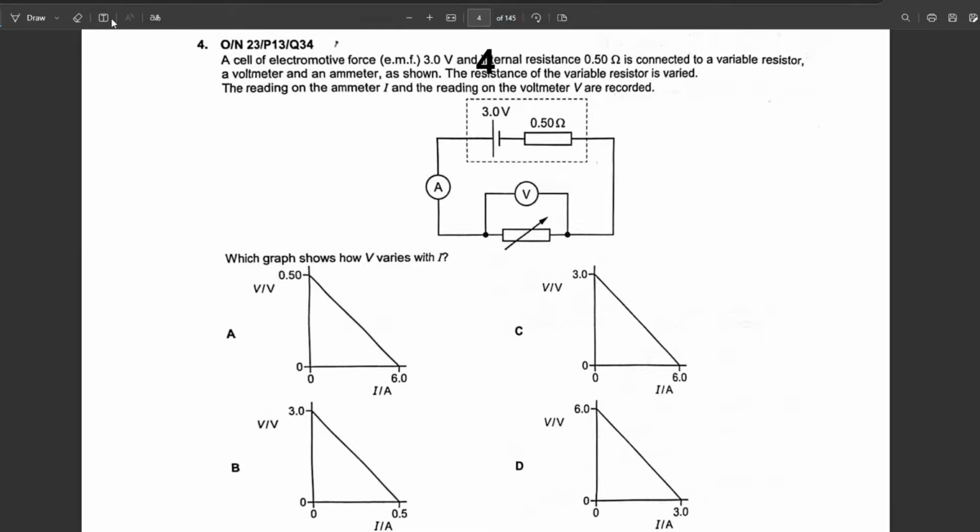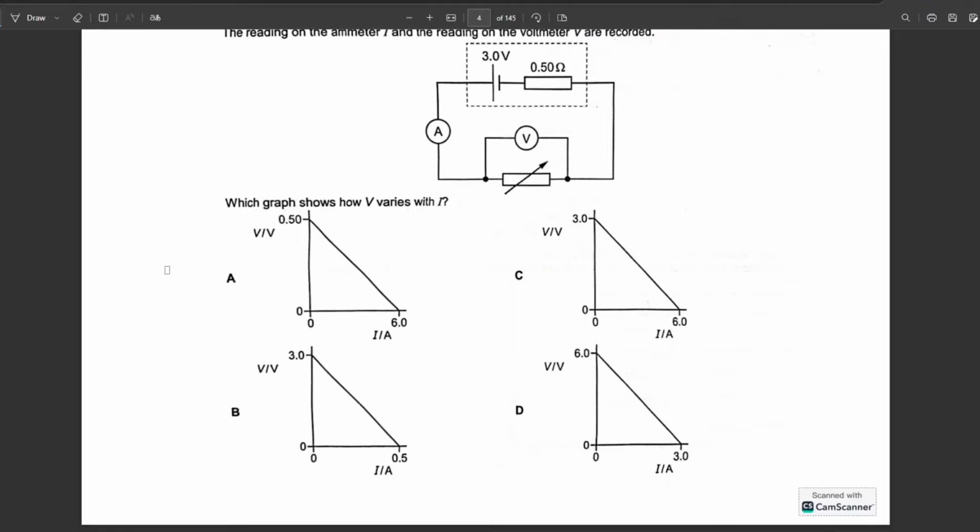A cell of electromotive force 3 volts, so your EMF is 3 volts, internal resistance 0.5 ohms, is connected to a variable resistor, a voltmeter and an ammeter as shown. The resistance of the variable resistor is varied. The reading on the ammeter and the reading on the voltmeter are recorded. Which graph shows how voltage varies with current?